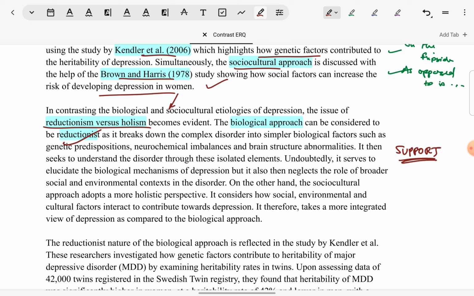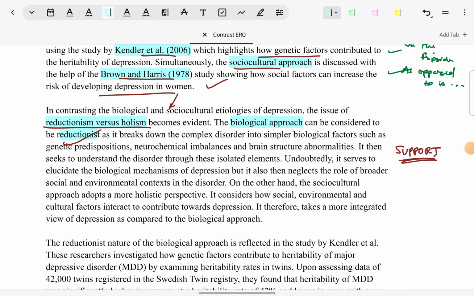Don't directly jump into the study, which is what a lot of students do, and that's why they score poorly on Criterion B, because they do not show their knowledge and understanding of the topic. They just start showing research support, which is Criterion C, directly. So that could be one reason why you are losing marks on your essays. Okay, so now you can see the rest of the paragraph.